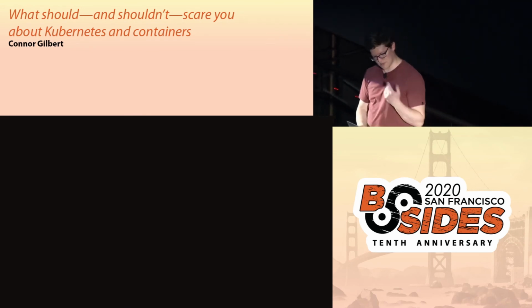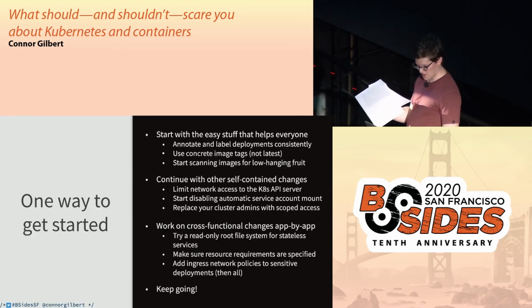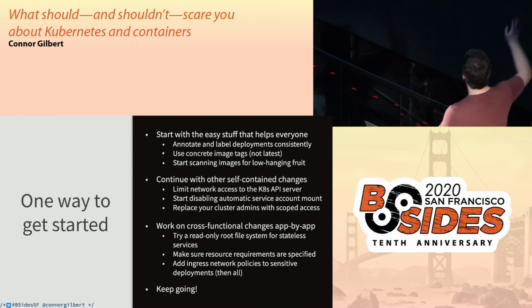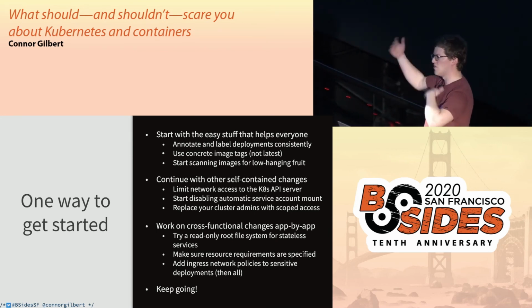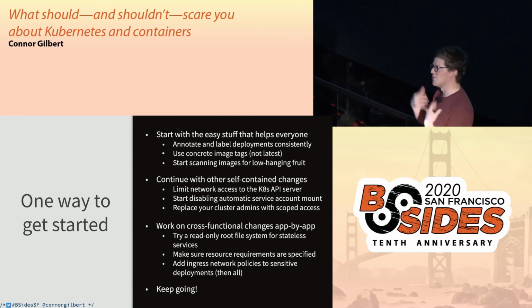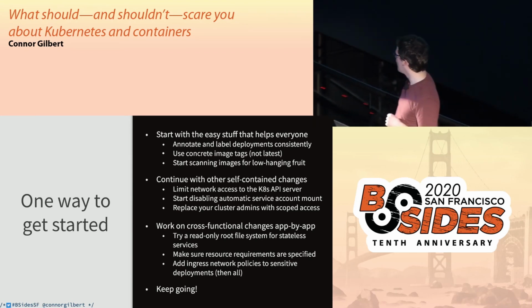So I think that's it. I think I'm getting the high sign. There was supposed to be one slide here about ways to get started. I'll post the slides after, but basically, start with the easy stuff. Then you can go for more self-contained changes piece by piece, and then app by app even, because of the ways the defaults work, you can actually use those against your security problems, but just keep going after that.